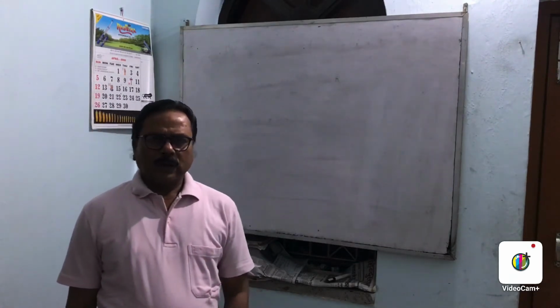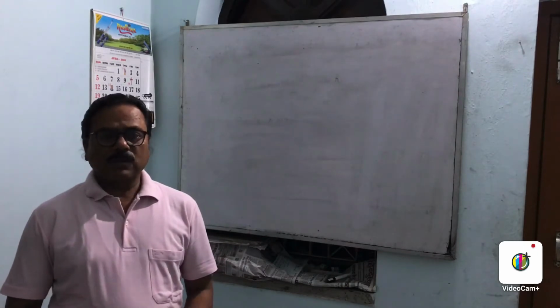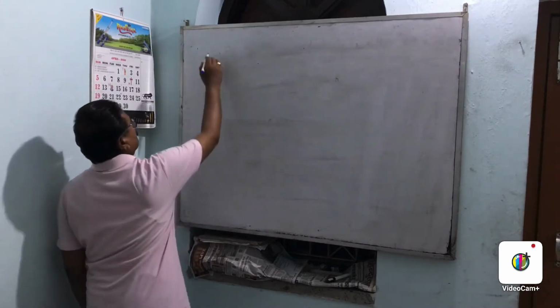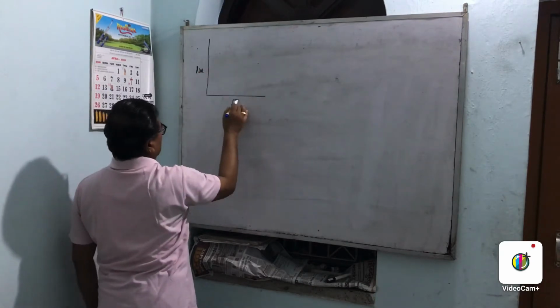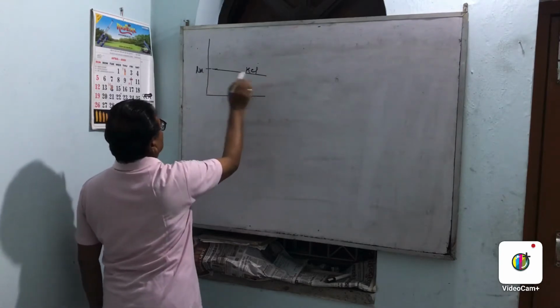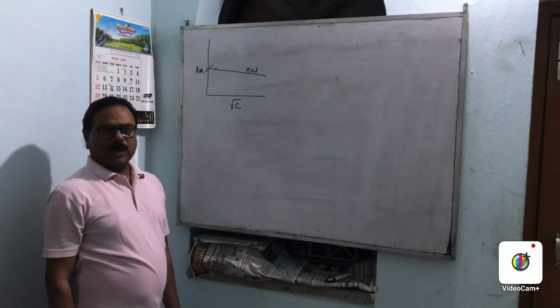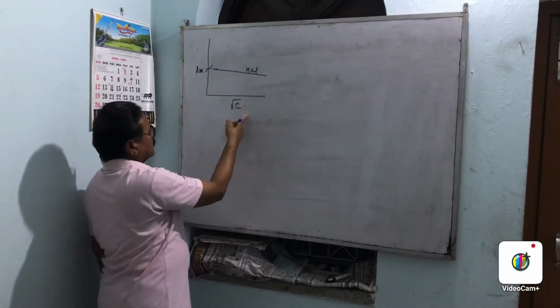So in the previous class I discussed the variation of conductivity and molar conductivity with concentration for a strong and weak electrolyte. And the graph was like that. This is the molar conductivity axis, and this one is concentration, for a strong electrolyte like KCl.